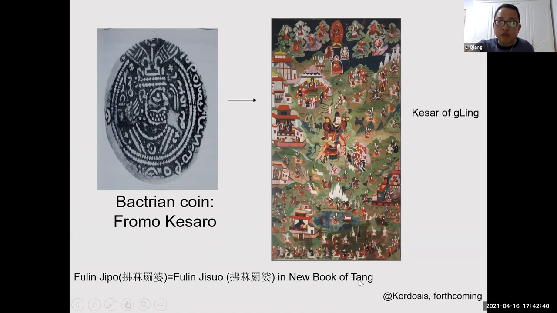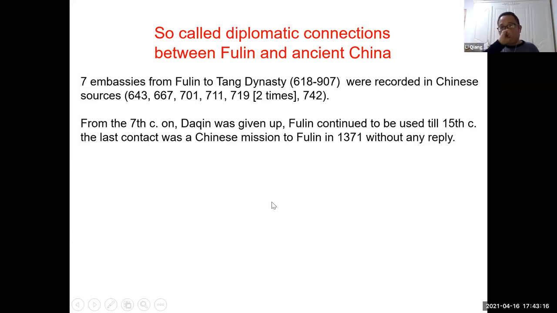And in Chinese sources, the New Book of Tang mentioned Fulin Jipo, according to Fulin Jisuo. So it's the same as from Kesaro. So from here, we can see that Fulin is really connected with this word. And then we go back to check Horom and Horomi. So this connection is correctly identified. And in Stefano Scordosi's paper, he discussed clearly that Hrom and Kesaro were used in Central Asia. And for Fulin, more diplomatic connections were mentioned, seven times. You can see I give the times, 633, and so on.